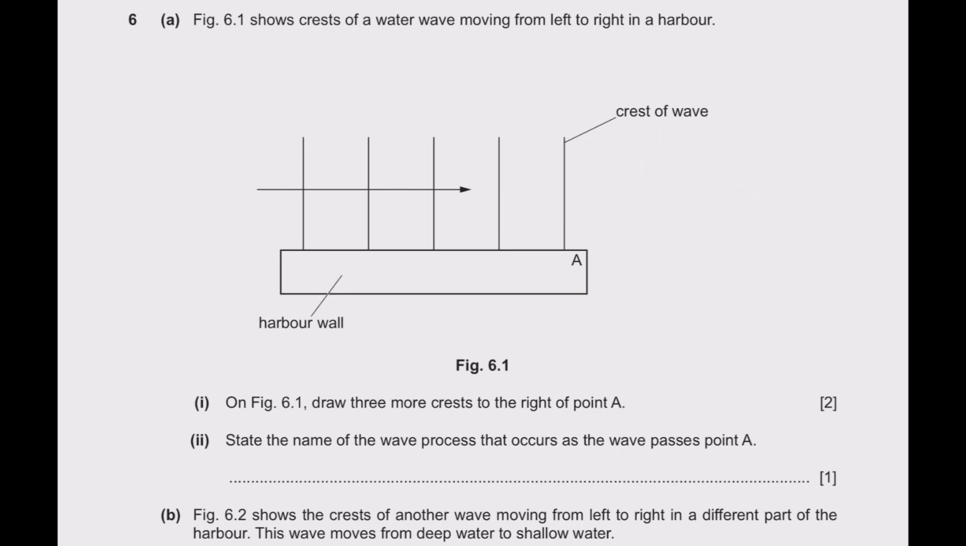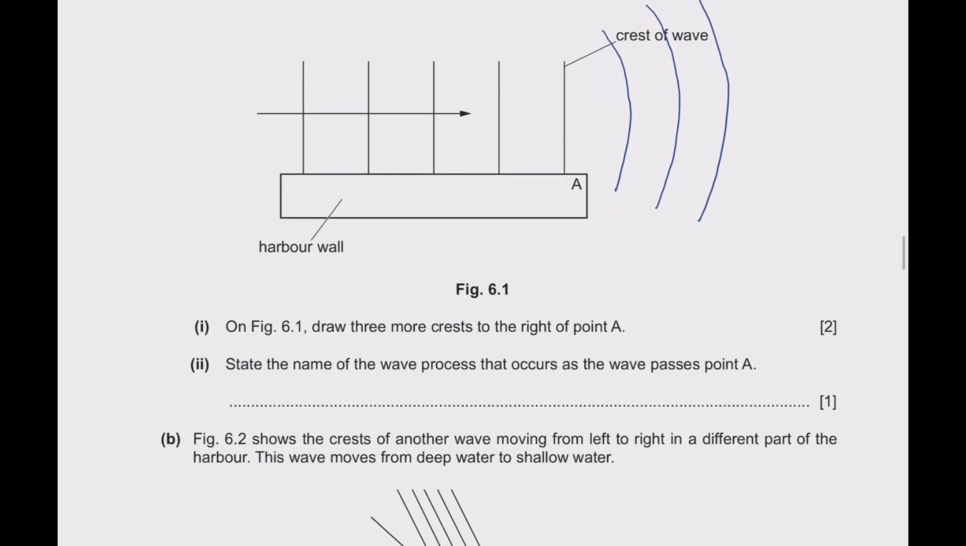Now look, the harbor comes to an end after the point A. So now the wave will get diffracted and will somehow look like this. These are the 3 crests, because it will have some diffraction after the point A, so it will be like this, not a straight line. So we have drawn. Now second part, state the name of the process, that is nothing but diffraction only. Diffraction is the process that occurs when we are moving from left to right after the point A. Okay.